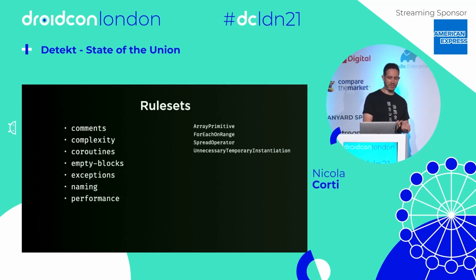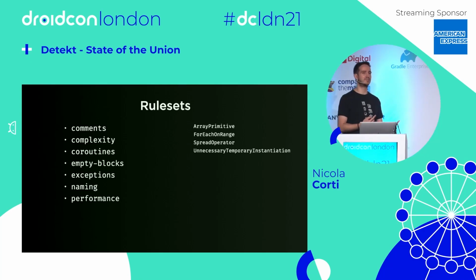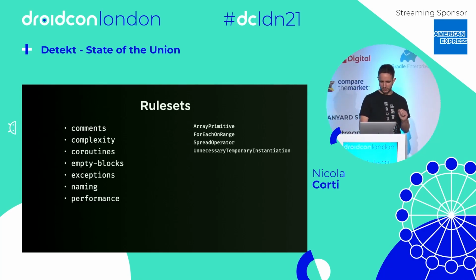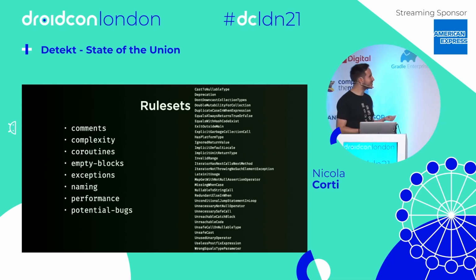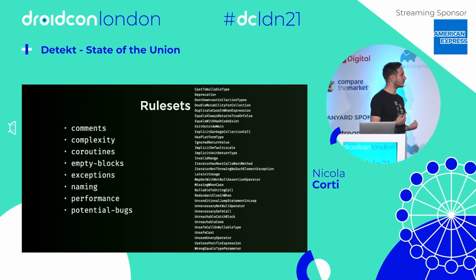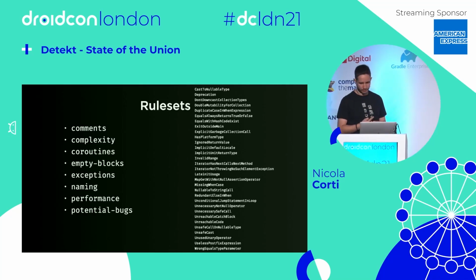Performance, we do have some rules that help you discover if there are performance regressions in your code, or using certain operators or functions that you should avoid. Potential bugs. This is one of the biggest rule sets, and there we have a lot of inspections that try to understand if in your code there might be a code smell, something that could lead to a potential bug in production.